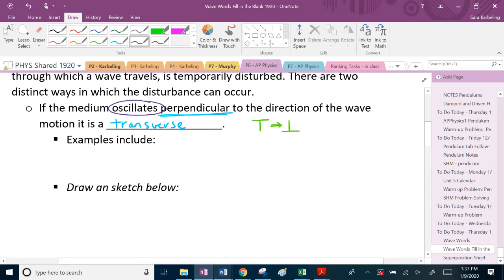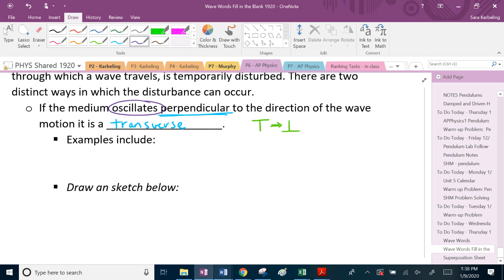The AP curriculum actually puts this at the very end, like we do this like May 3rd or something. It makes sense to do it now because we just did a bunch of oscillation. Now we're just going to look at specific things oscillating. That's what we're doing. Some examples of a transverse wave.